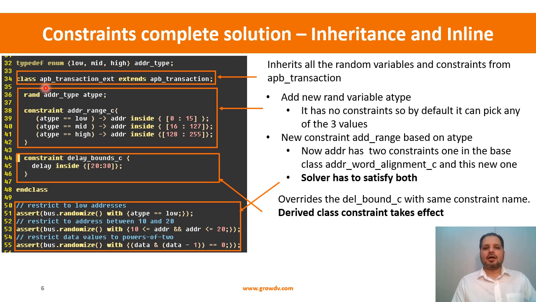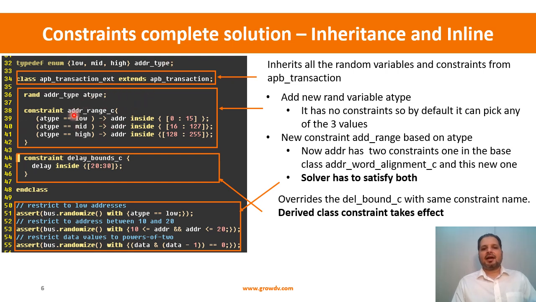So we are creating a new class, APB transaction underscore ext, that extends the APB transaction, which becomes the base class or parent class. Then we are adding one new property of the type rand called address type, declared as a user defined enumeration data type which contains three named constants: low, mid and high. So I have declared this new property called a type, which is of the type address type.